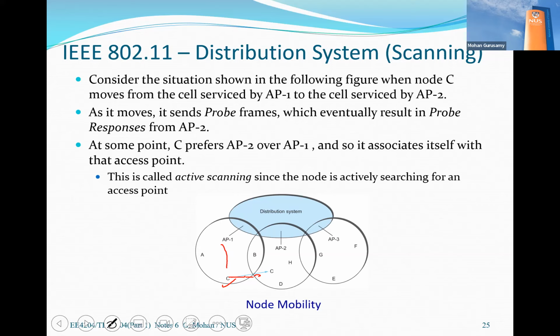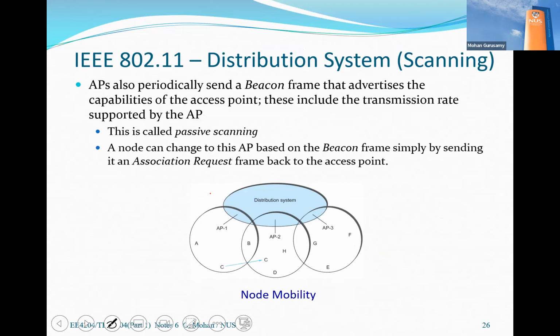So at that time, it will start sending a new probe frame, and at some point it might receive responses from both AP1 and AP2. For example, take B: it might receive the response from AP1 and AP2, and it will choose one of them based on maybe higher data rate or signal strength, etc. And this type of scanning we call active scanning, because the node or host is actively involved in initiating the joining process. So, active scanning with respect to the node.